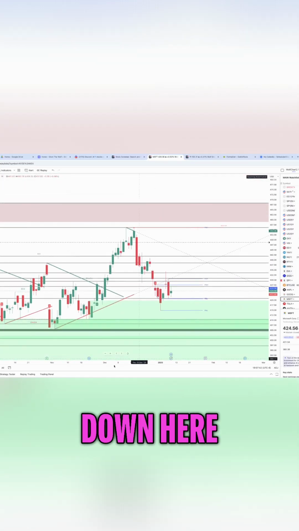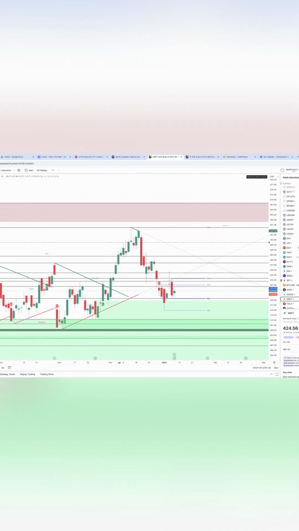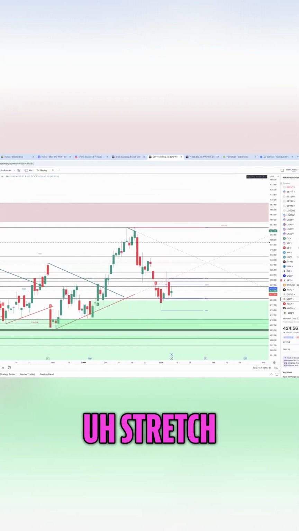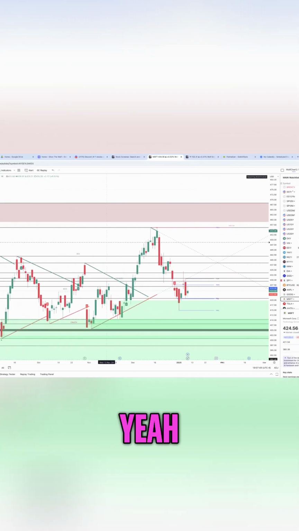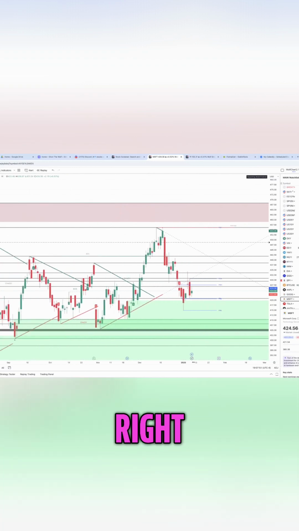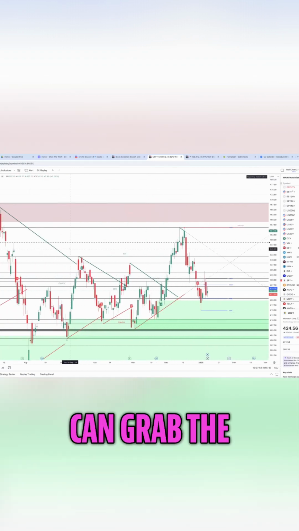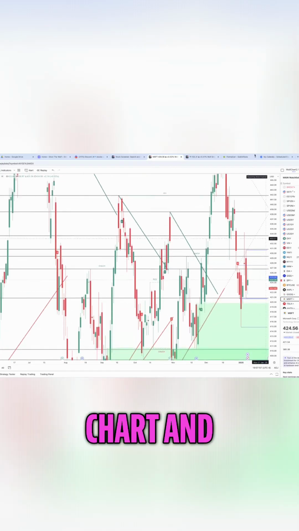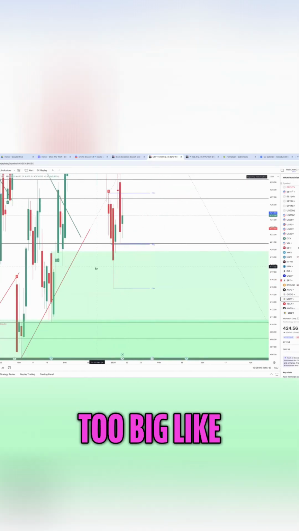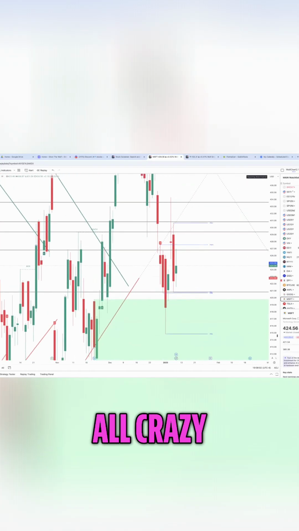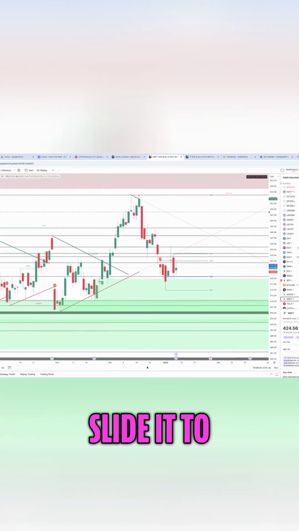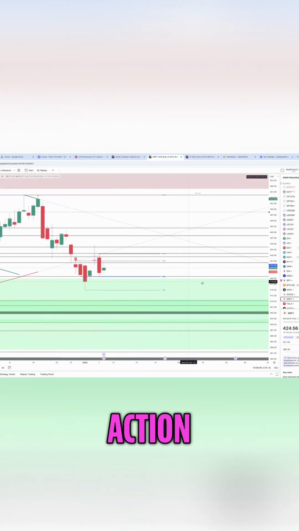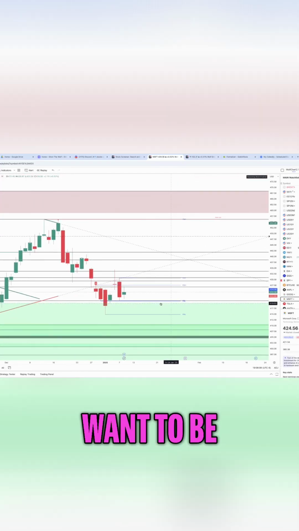And then down here at the bottom, you can widen your chart out horizontally from left to right. You also can grab the chart, pick it up, and drag it anywhere. So if your chart is stretched out too big like this and looking all crazy, you just bring it down, slide it from left to right so you can see the current price action, and you can move your chart wherever you want.